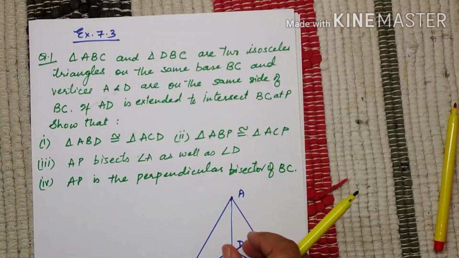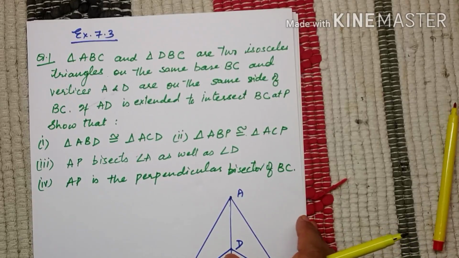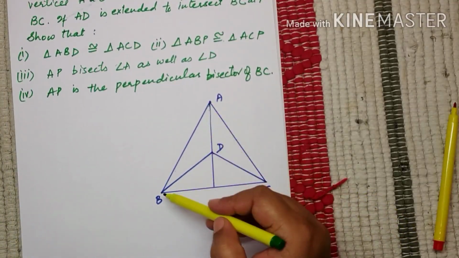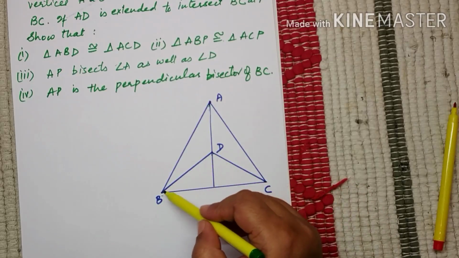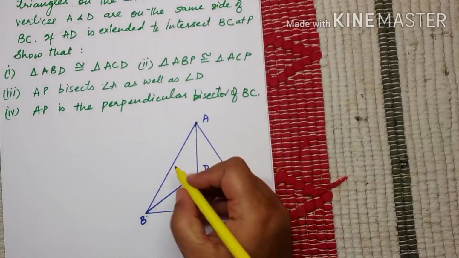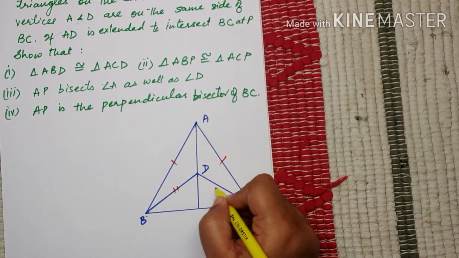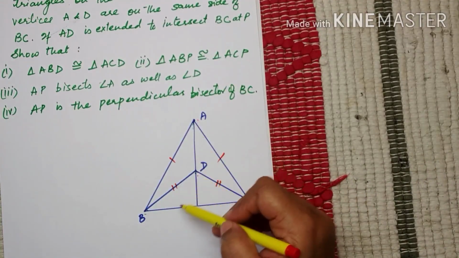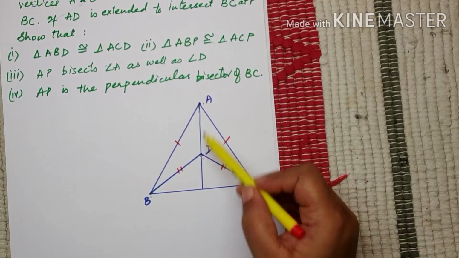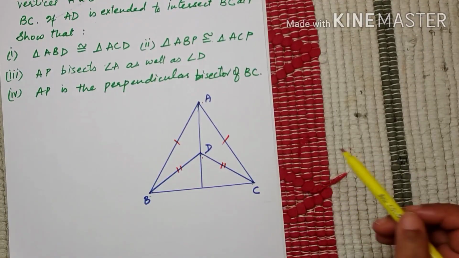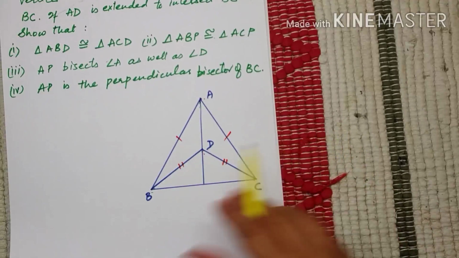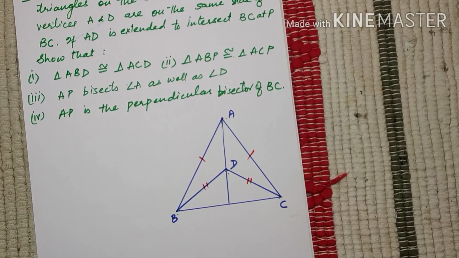Now comes question 1 of the exercise. Question 1 of the exercise says, we have two triangles, triangle ABC and triangle DBC. Both are isosceles triangles. If they are isosceles triangles, these sides are equal. And vertices A and D are on the same side of the base BC. So they are on the same side. We need to prove, first part, ABD is congruent to ACD.